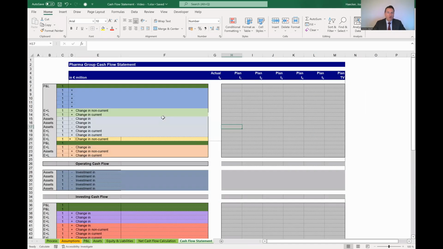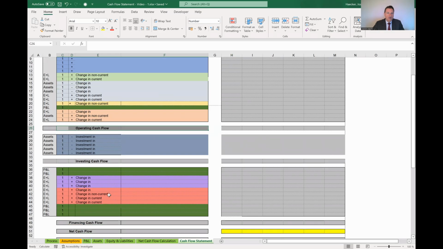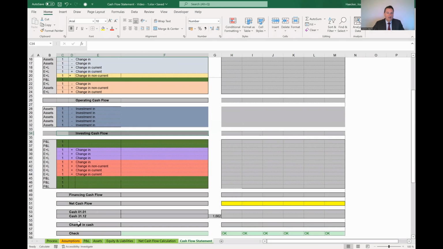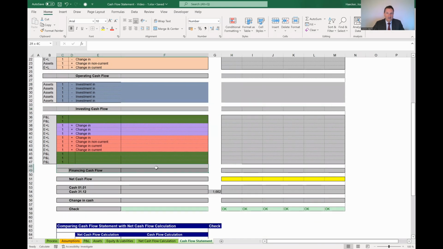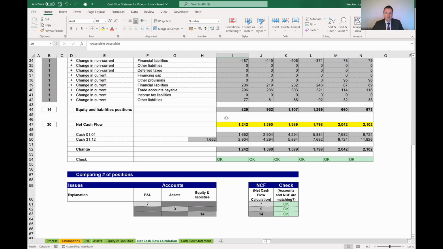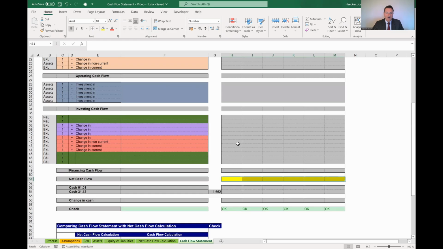So what are the components of a so-called cash flow statement? Based on our pharma group example, you see that the cash flow can be divided into an operating cash flow, an investing cash flow, and the so-called financing cash flow. All three together come up with the net cash flow. And we're going to compare that net cash flow with the net cash flow calculation we made here. And if it's the same, everything worked out.